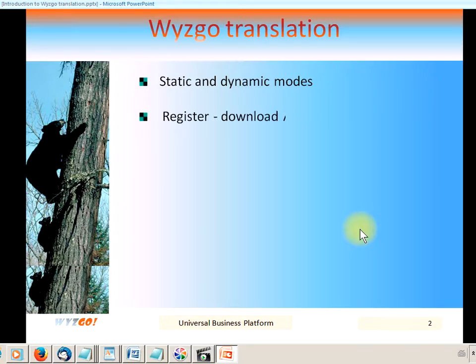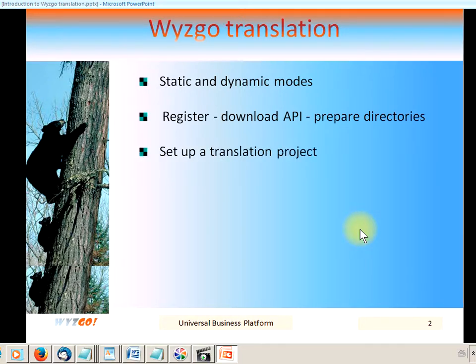To experience the capabilities of the Wyzgo translation method, you must register with the www.wyzgo.com website and have downloaded and installed the Wyzgo API. You should also have some files ready for translation. You need to set up a translation project and identify the types of files you're going to translate, like MS Word, PDF, etc. See the tutorial on new projects on setting up translation projects.